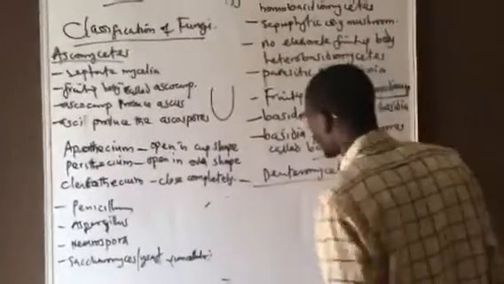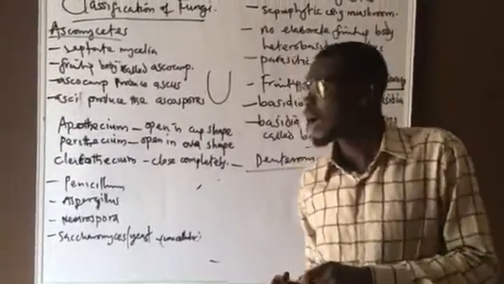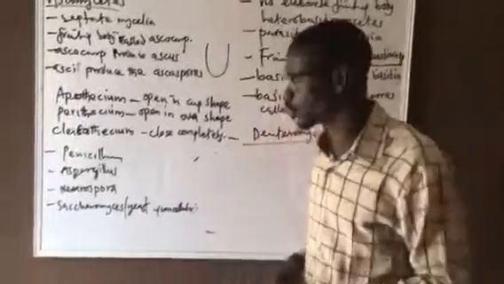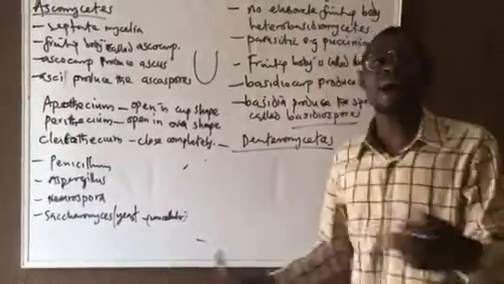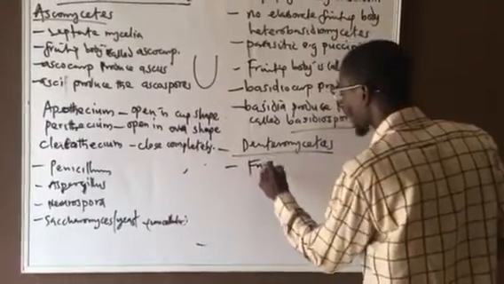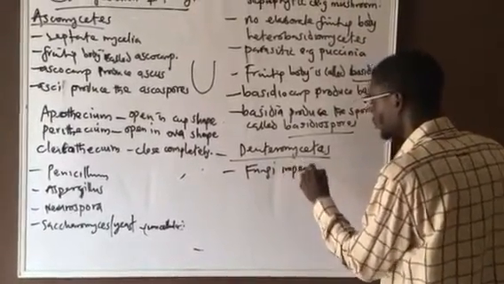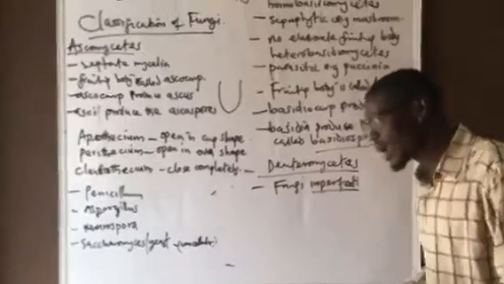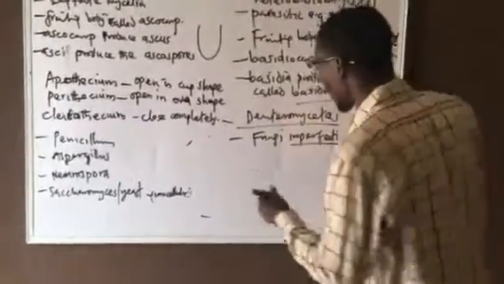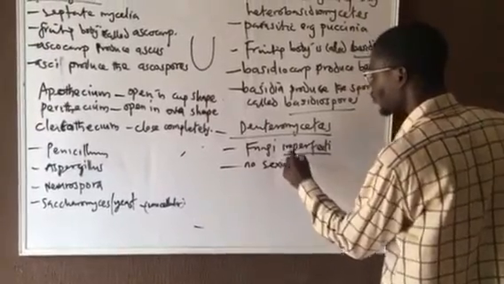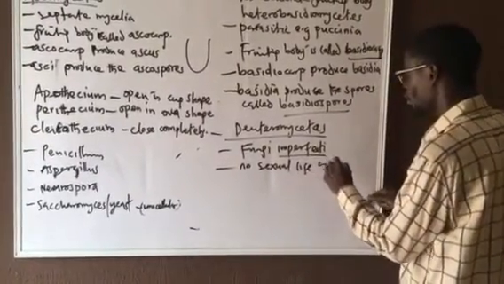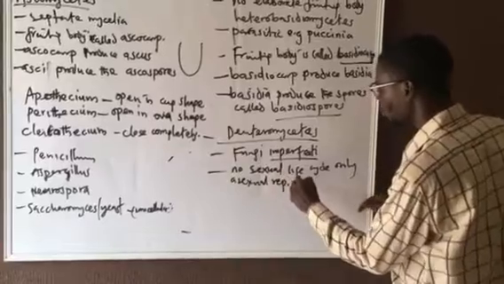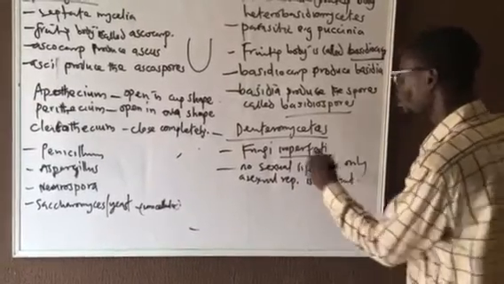Deuteromycetes are not completely fungi. They don't have the complete life cycle of fungi. They only have asexual reproduction. They don't have sexual reproduction. So they are termed imperfect fungi. They are called fungi imperfecti, or the imperfect fungi. The reason why they are called imperfect fungi is because they have no sexual life cycle. Only asexual reproduction is present. That's why they are called fungi imperfecti.